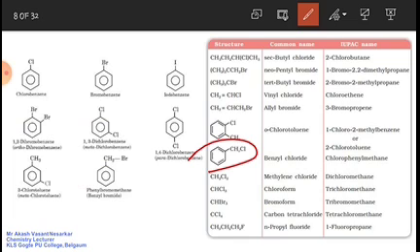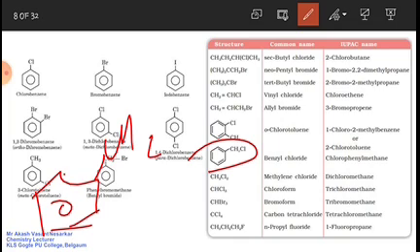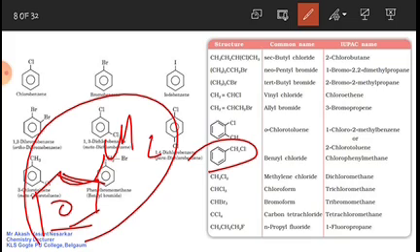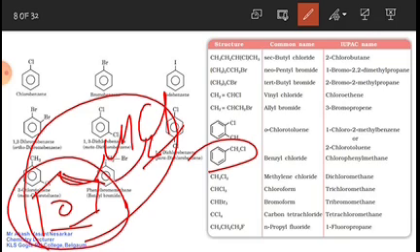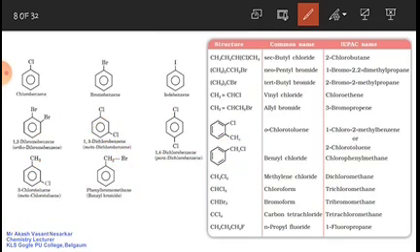Now next example was benzene ring CH2Cl. So here the common name is what? Benzyl chloride. So benzene attached to CH2, it is known as a benzyl. So it contains one chlorine group, so it is benzyl chloride. Now IUPAC nomenclature is what? Chloro, first halo name, then phenyl, this one is what? Methane. Chlorophenyl methane. The IUPAC nomenclature is chlorophenyl methane.